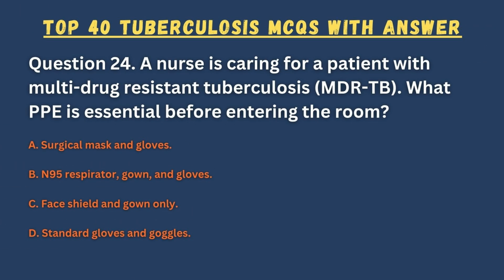Question 24. A nurse is caring for a patient with multi-drug-resistant tuberculosis, MDR-TB. What PPE is essential before entering the room? A. Surgical mask and gloves. B. N95 respirator, gown and gloves. C. Face shield and gown only. D. Standard gloves and goggles.